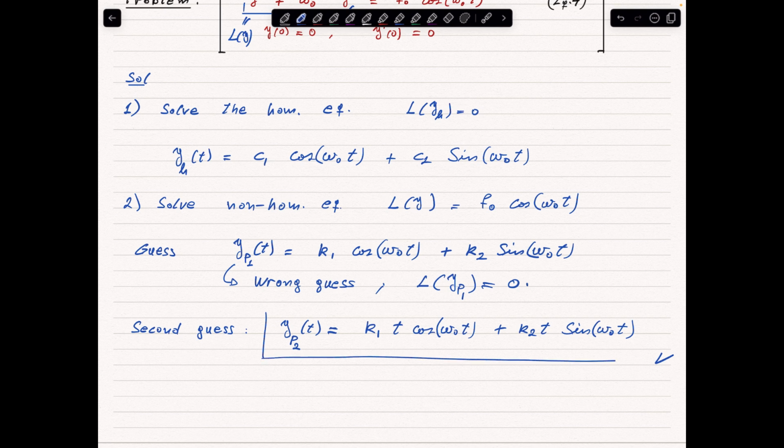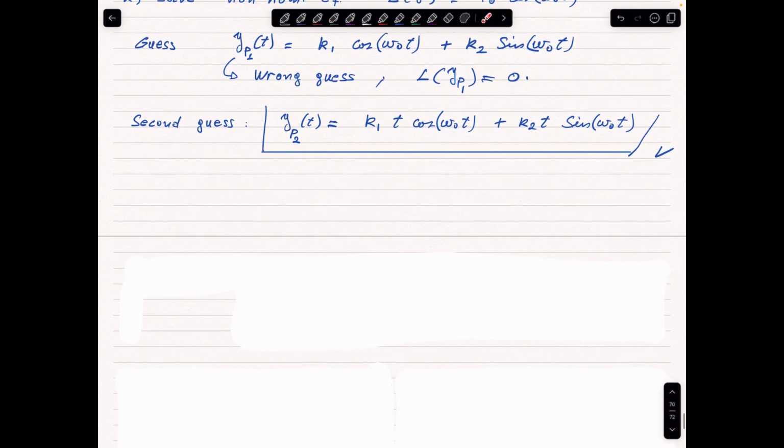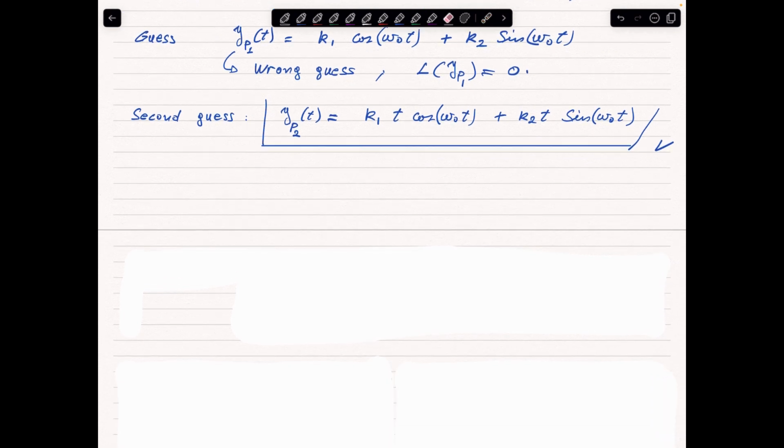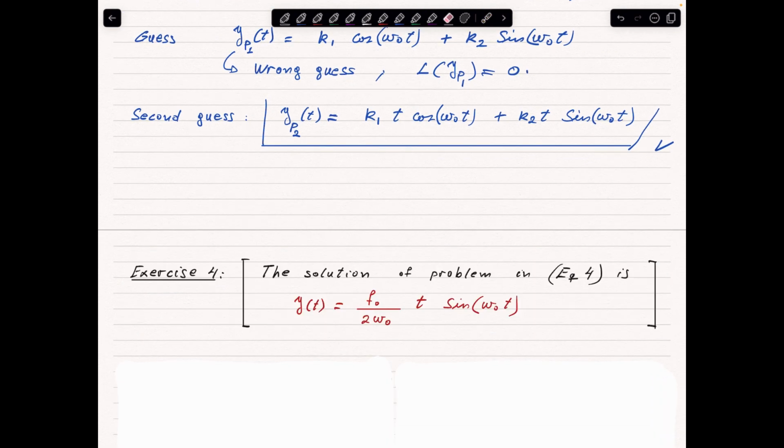How do you know it? In advance you don't. You need to put it into the equation. If you put into the equation only that, it's not going to work. You're going to need to put both. So doing the calculation is left as an exercise, and you're going to end up with this being a good particular solution. And not only is it a good particular solution, this is the particular solution too.